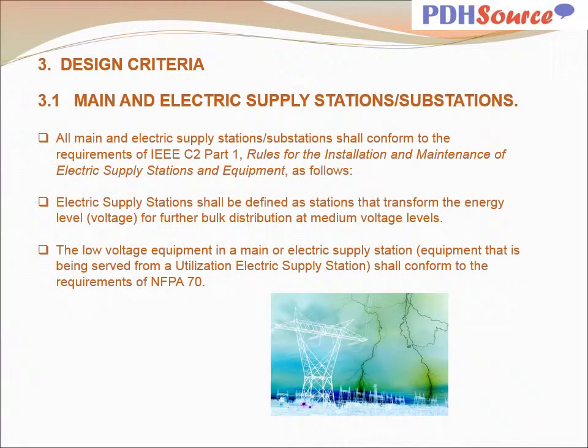All main electric supply stations and substations shall conform to the requirements of IEEE C2 Part 1, rules for the installation and maintenance of electric supply stations and equipment, as follows. Electric supply stations shall be defined as stations that transform the energy level, the voltage, for further bulk distribution at medium voltage levels. The low voltage equipment in a main electric supply station, equipment that is being served from a utilization electric supply station, shall conform to the requirements of NFPA 70.